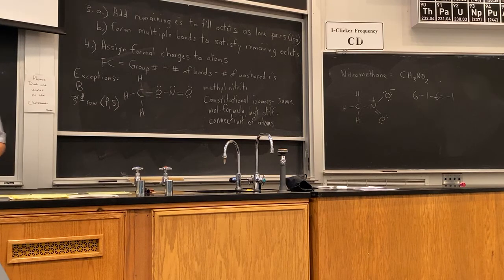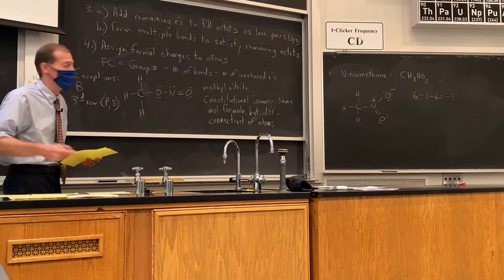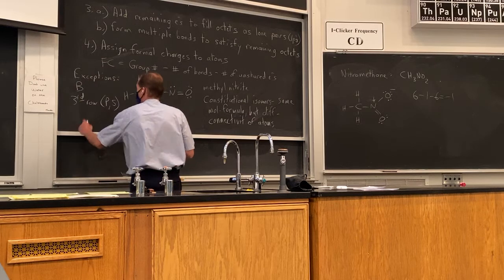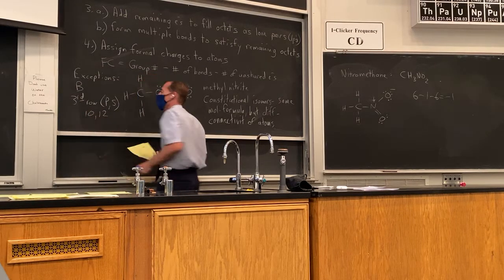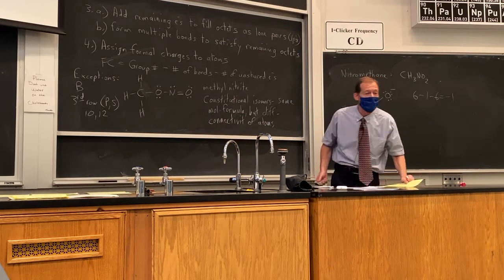Yes, being in the third row, phosphorus and sulfur have d orbitals, and so they're able to put electrons in those d orbitals, so they can exceed the octet. So sometimes we will find 10 electrons or 12 electrons around a phosphorus or a sulfur. That's nothing to panic about.